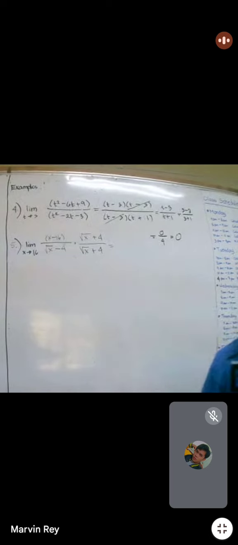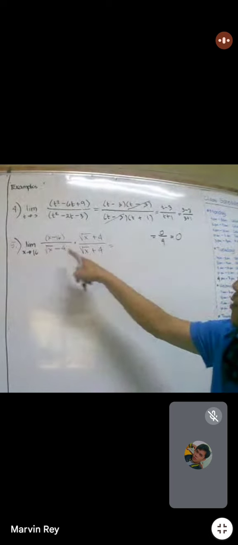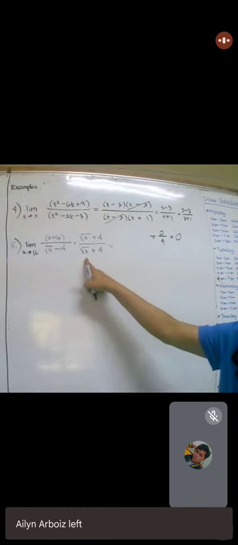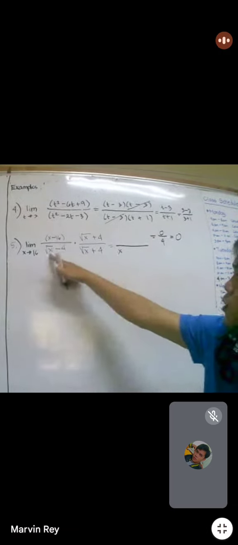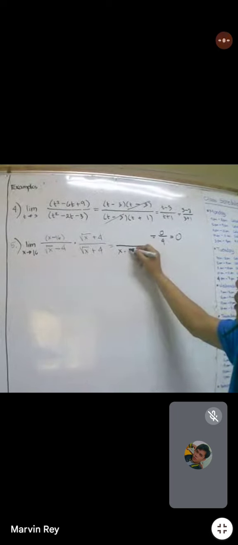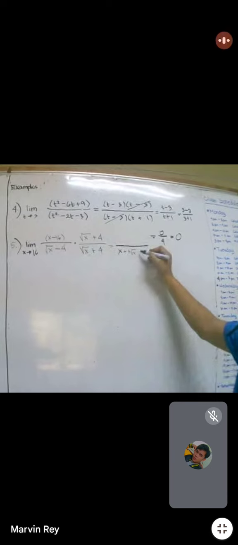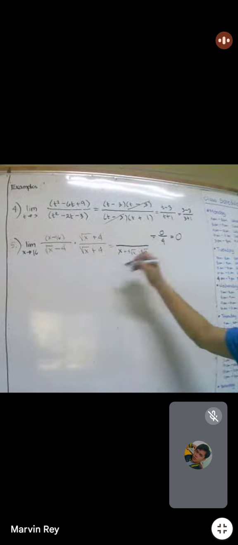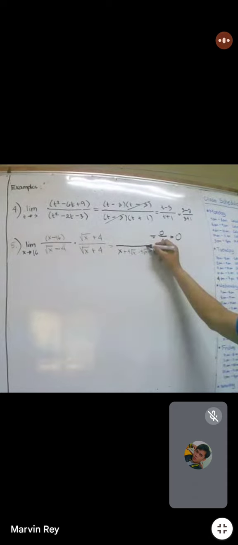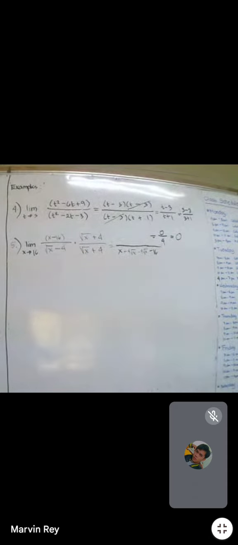So by eliminating the radical sign, x times square root of x is what? The value of x. Then square root of x times 4 is positive 4 square root of x. Then negative 4 times square root of x is minus 4 square root of x. Negative 4 times positive 4 is negative 16.